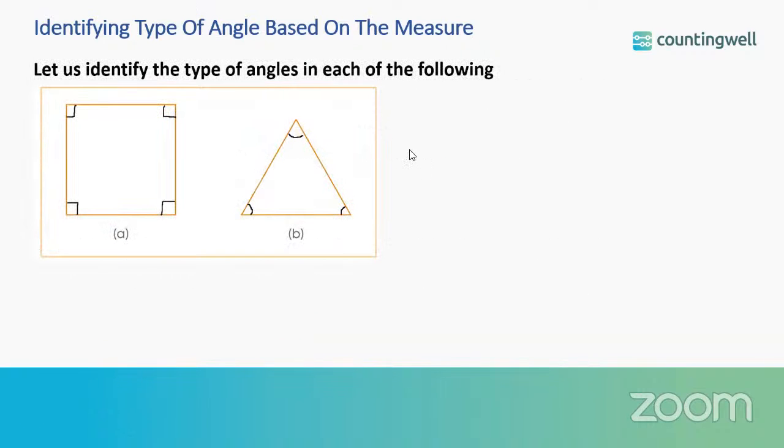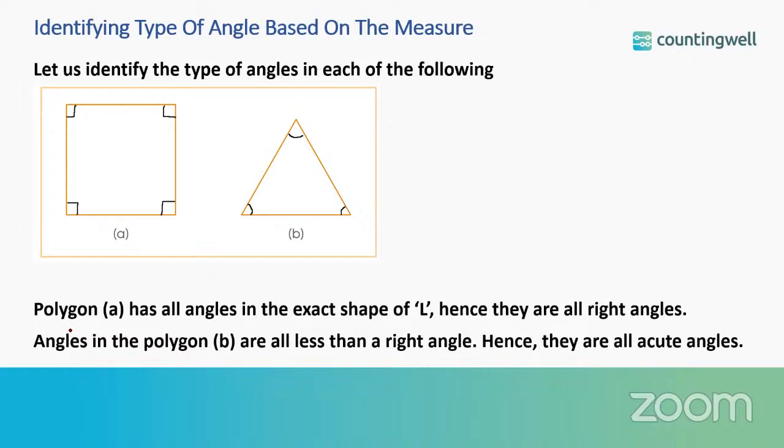Let us see a problem where we have to identify the type of angles in each of the following. You can see here two figures A and B. Let us identify the type of angle in figure A and figure B. You can see polygon A has all angles in the exact shape of L. Hence, they are all right angles. So here you can see it looks like a square and it has all the angles as right angles. Whereas angles in the polygon B are all less than a right angle. Hence, they are all acute angles.